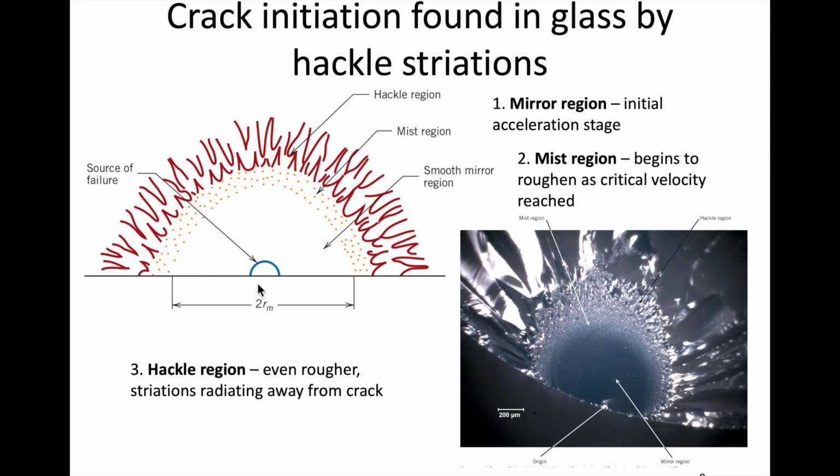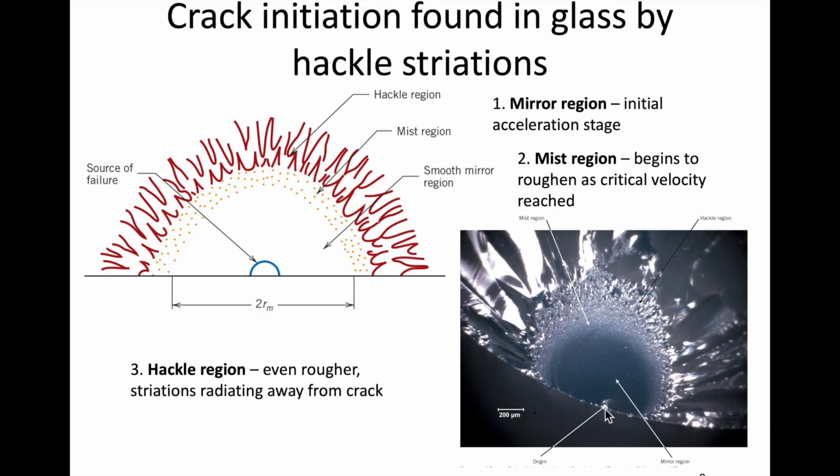So that's the origin. Out from there, we identify a first region, which is this part here. This is the smoothest region. You don't really see any features there. We call this the mirror region, as you can see up here and over here. This is the initial acceleration of the crack propagation. Again, this is all happening very, very quickly.